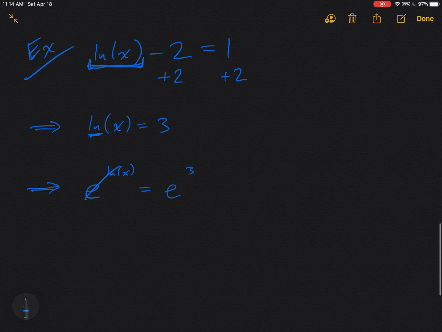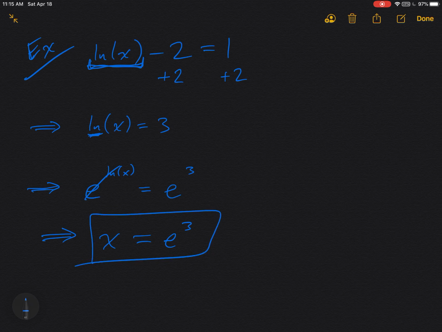And the reason for doing that is that now on the left side, because those are inverse functions, they'll cancel and I'll just get x on the left side, and on the right side I'll get an e cubed. You can leave your answer like that, or you could plug this into a calculator to get a decimal approximation. But I'm happy with x equals e cubed.